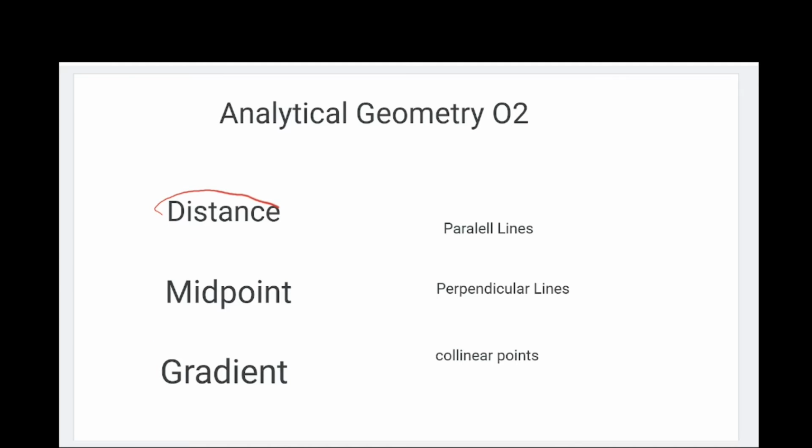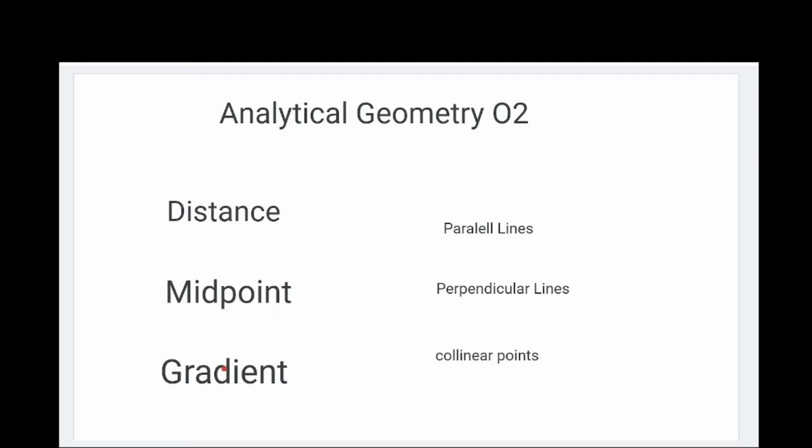As you can see, we have a distance, a midpoint, and a gradient. These are the main concepts of analytical geometry. Here you use the distance formula to find the distance between 2 points, and here you use the midpoint formula to find the midpoint coordinates of a line. And for gradient, we use the gradient formula to find the gradient between 2 points. Another thing is that these 3 concepts on the right are explained by gradient.